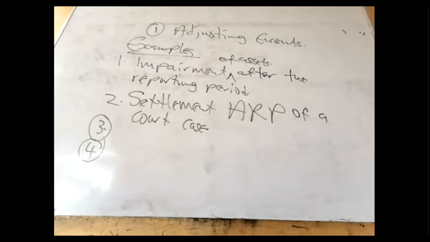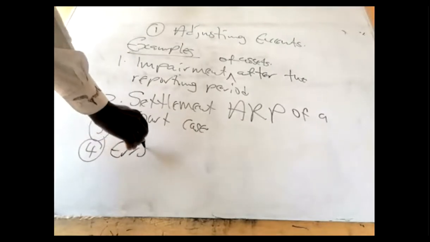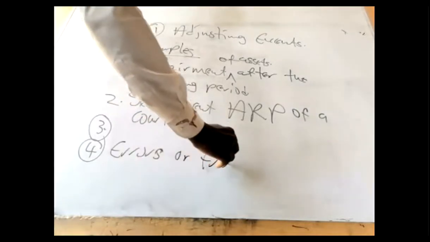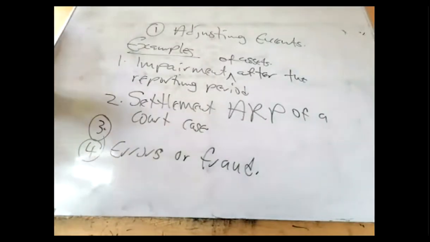Let's go to point 4. Point 4 is errors or fraud. That suggests that the financial statements are incorrect. So errors or fraud, that one is material. The fourth one will be errors or fraud, which suggests that the financial statements are incorrect.